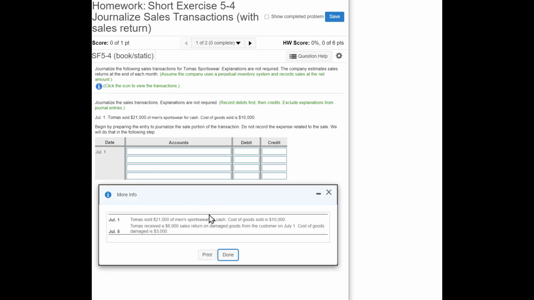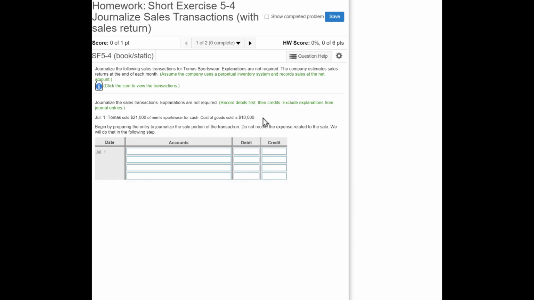So we've got 2 transactions, but we really don't need that window because we've got the transactions here. Begin by preparing the entry to journalize the sale portion of the transaction. Do not record the expense, which is cost of goods sold. We will do that in the following step.